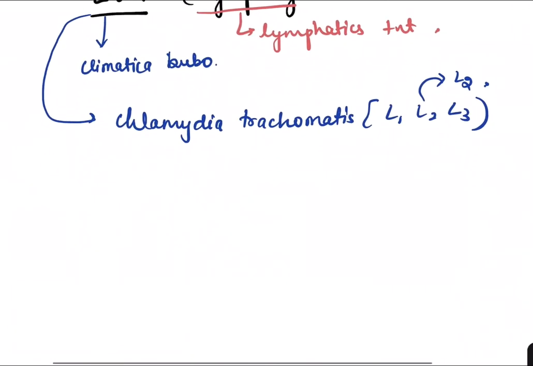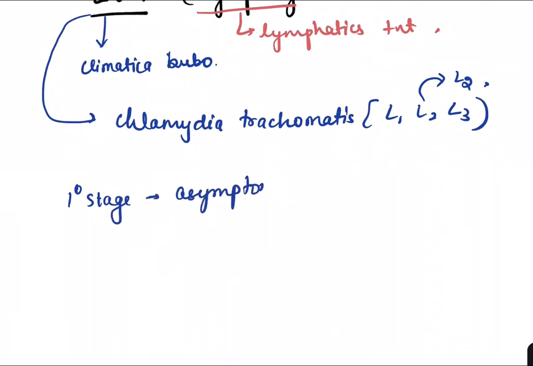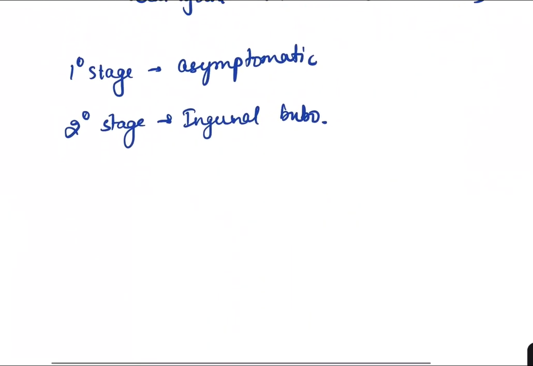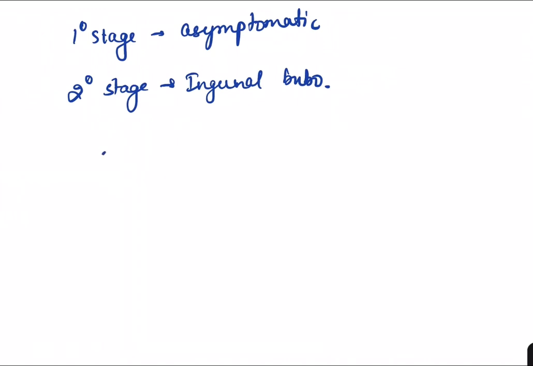In the primary stage, it is asymptomatic. In the secondary stage, we used to see involvement of the lymph nodes, inguinal bubo. These are suppurative lymphadenopathy and mostly bilateral. Genital ulcers will be absent. Please remember here, concomitant genital ulcers will be absent.